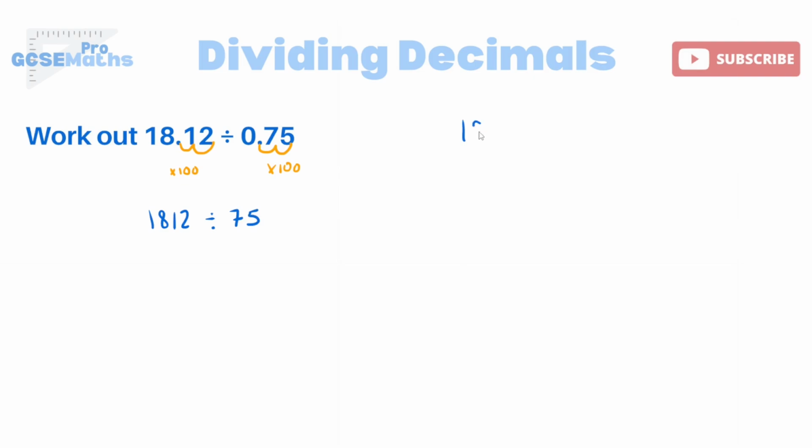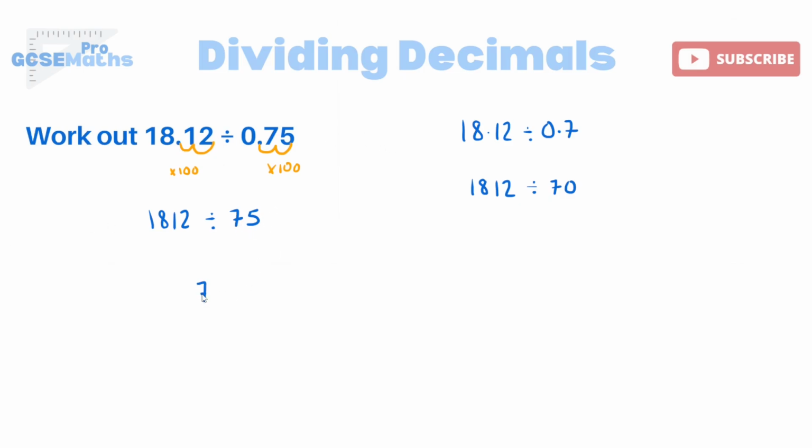Just so you can understand, let's say I had 18.12 divided by 0.7. Now you can see that the first one needs 100, the second one only needs 10. But with dividing, I would still multiply them both by the same value, the biggest one. I'll show you why at the end. So whatever the biggest scale is that you need, you do it to both. Okay, so now we're going to divide.